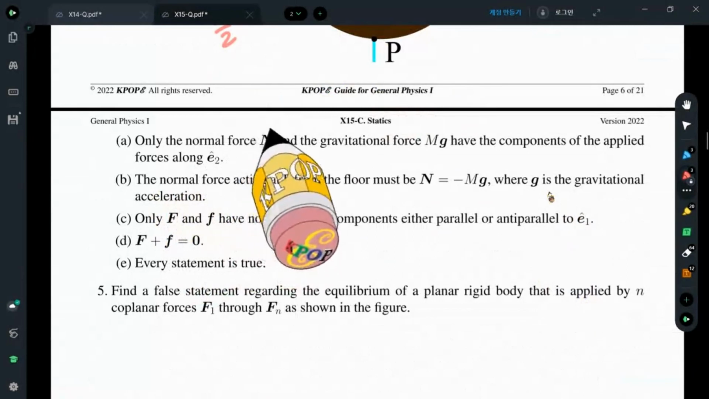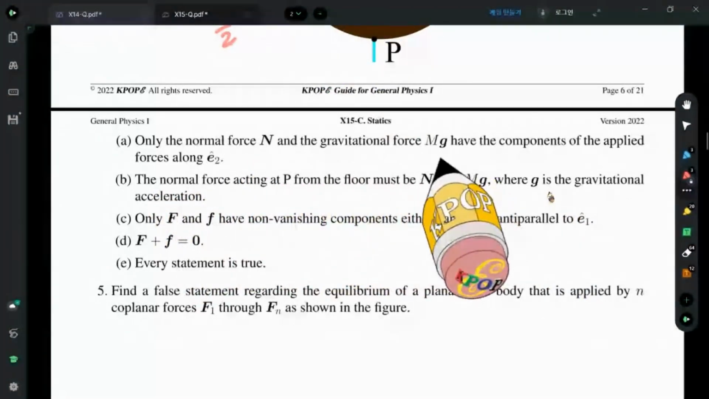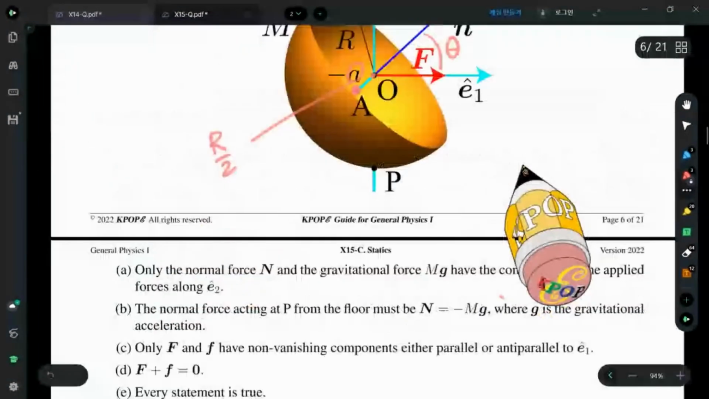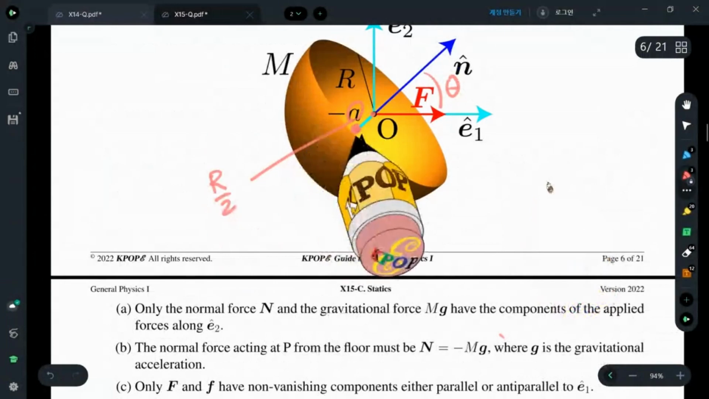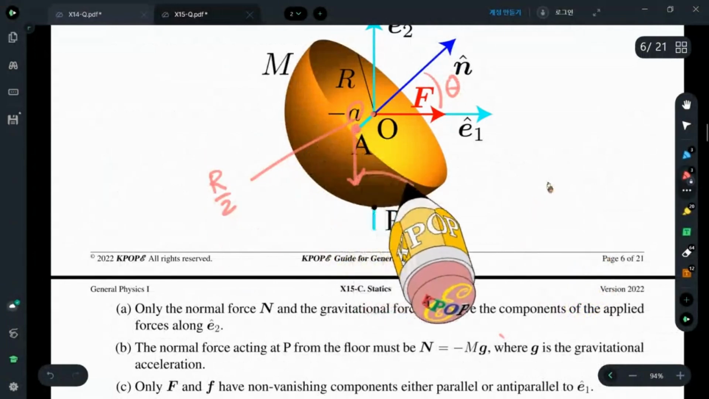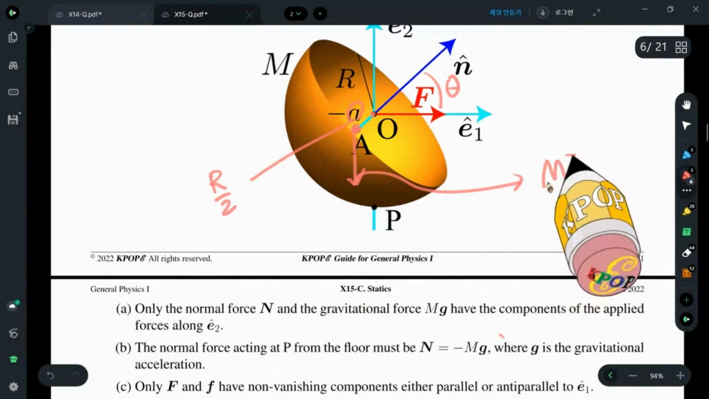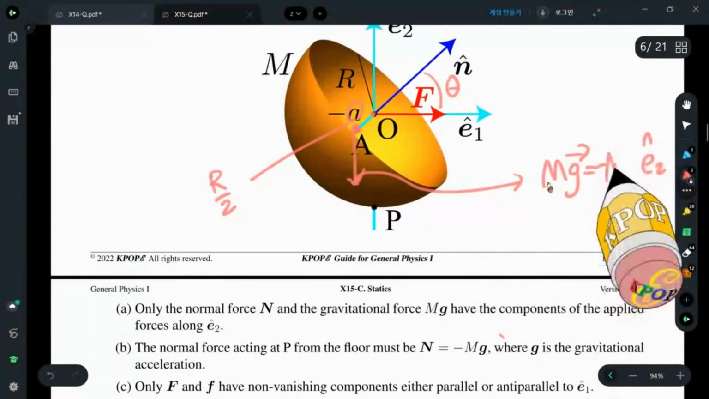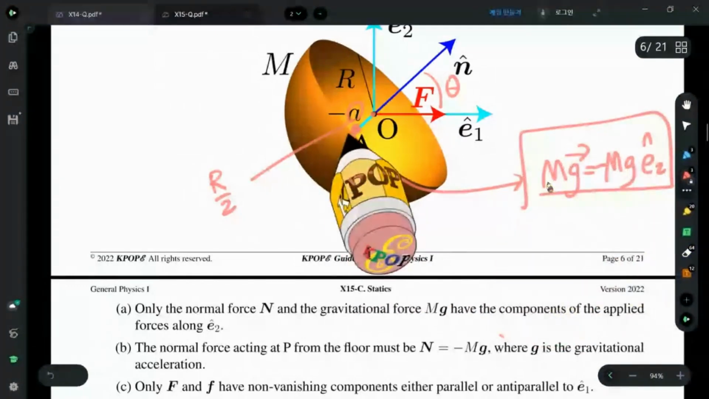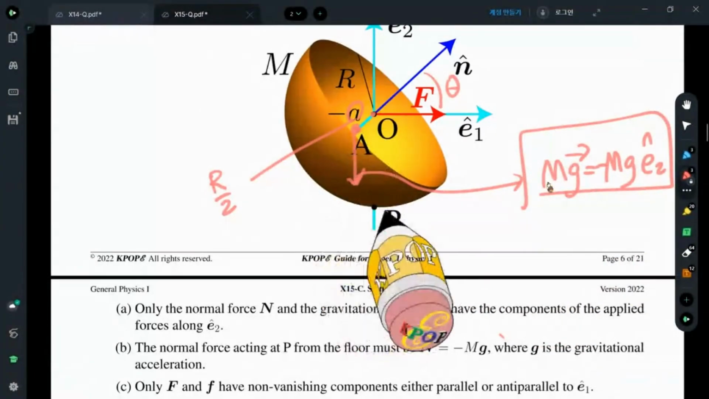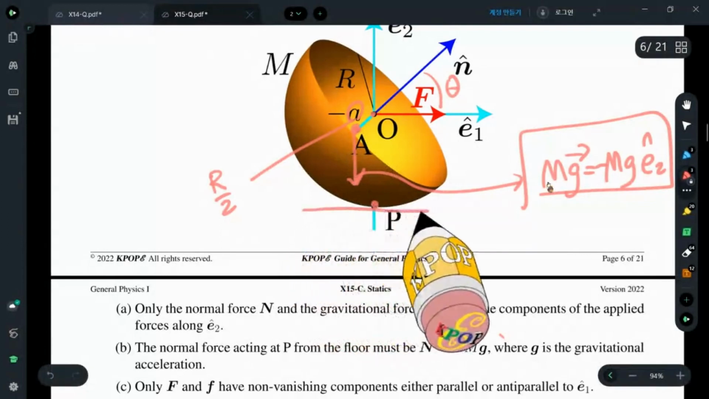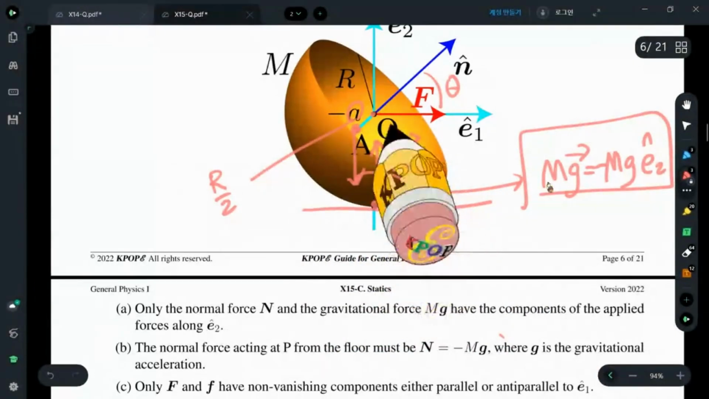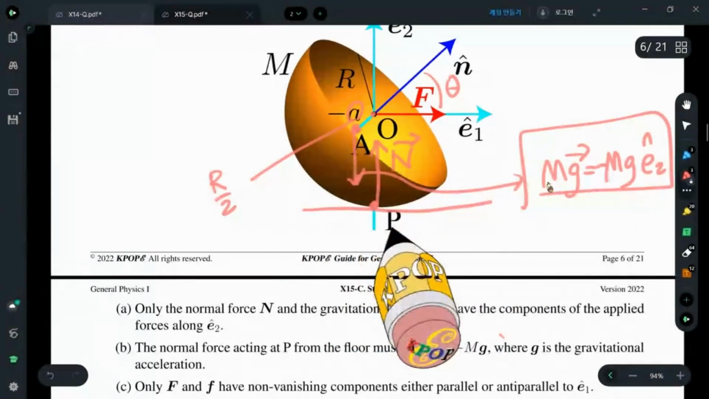Only the normal force capital N and the gravitational force mg have components along E2. There is a gravitational force mg applied downward, so minus mg E2 hat, downward. And there is a normal force. There's a floor, so there's a normal force, and it must be applied at the bottom point, P.